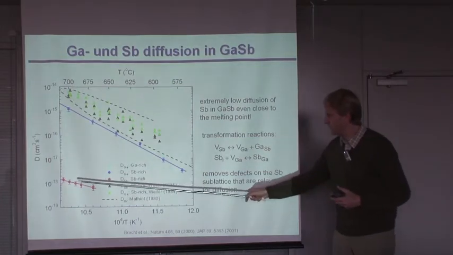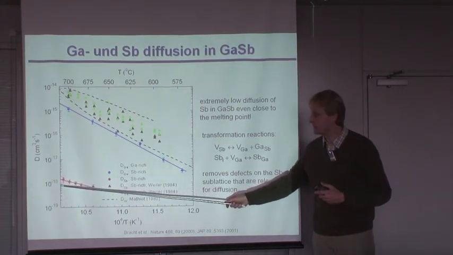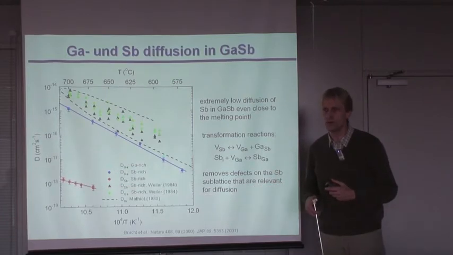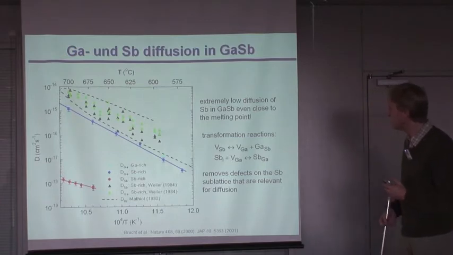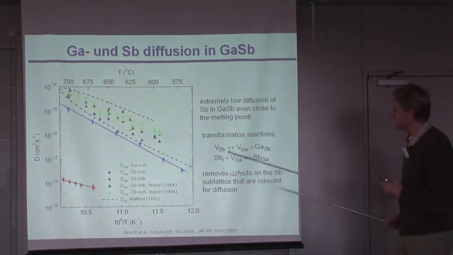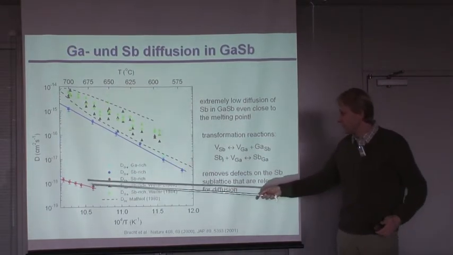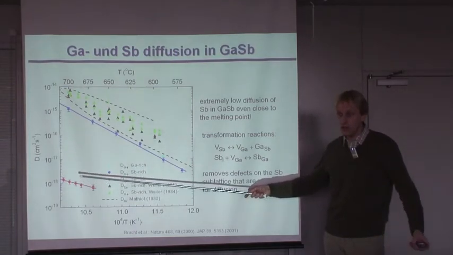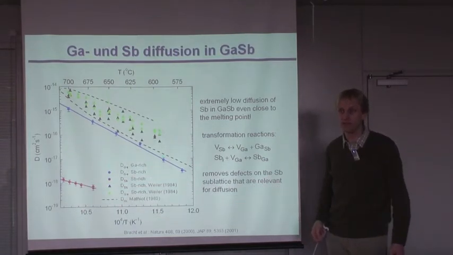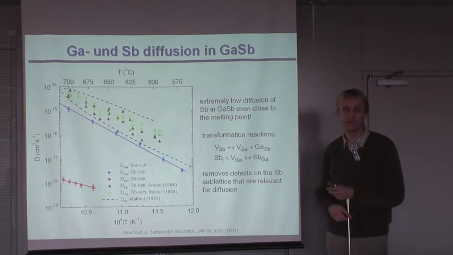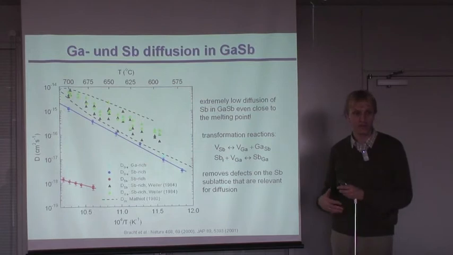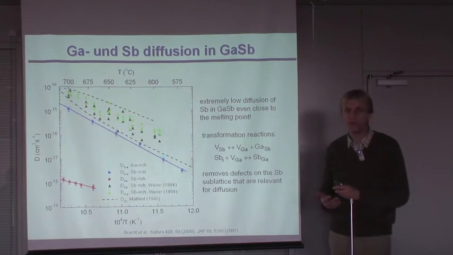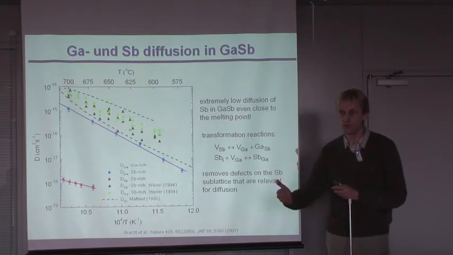So, we need an explanation why this is happening here. Why is the antimony diffusion so low even close to the melting point? The reason is, you can say already immediately, if it's low, there must be no defects on the antimony sublattice. If you had vacancies on the antimony sublattice or antimony interstitials, then you should have a movement. But if the movement is very, very slow, there are no defects which mediate the diffusion on the antimony sublattice.